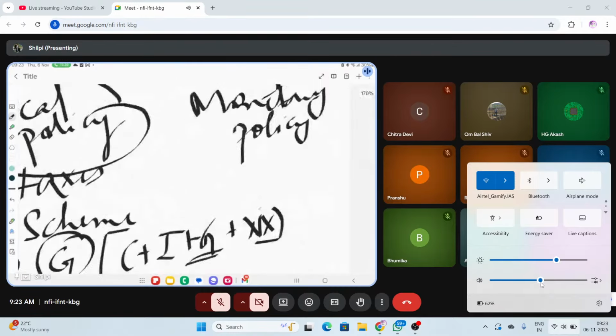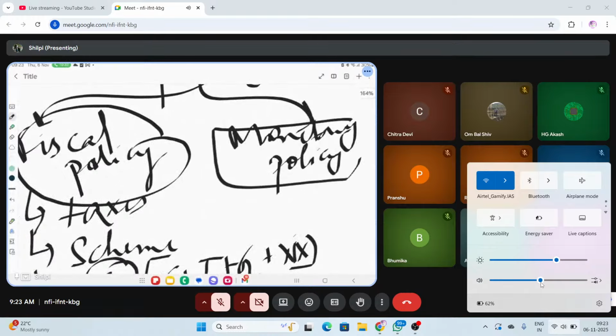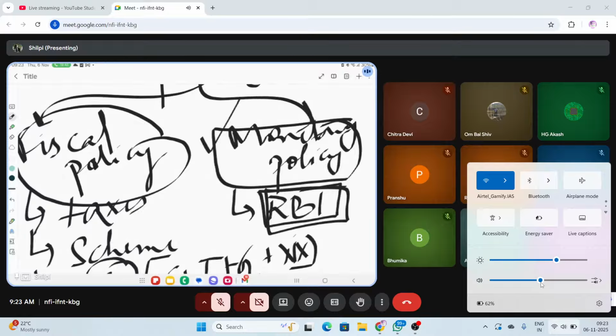But monetary policy is anything that deals with the money supply, and it is dealt with by the central bank of a nation, and in our case it is the RBI. So whatever we are doing in today's class, for example money supply, the functions of money, everything is a part of monetary policy, and it comes directly under the functions of the Reserve Bank of India, which is the Central Bank of India.